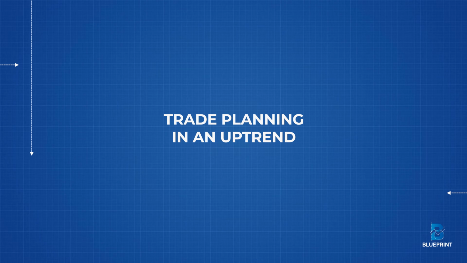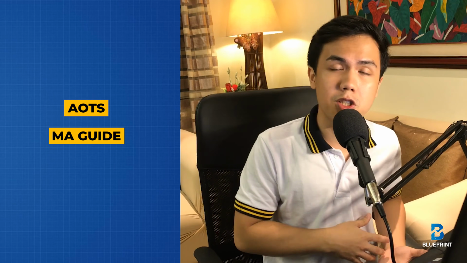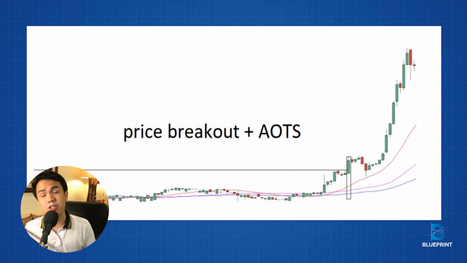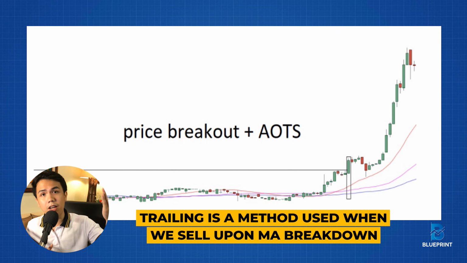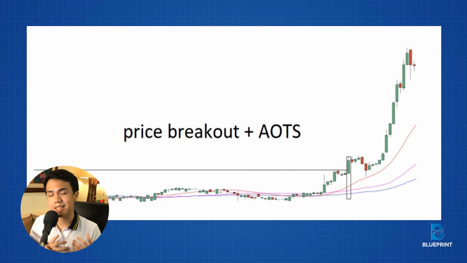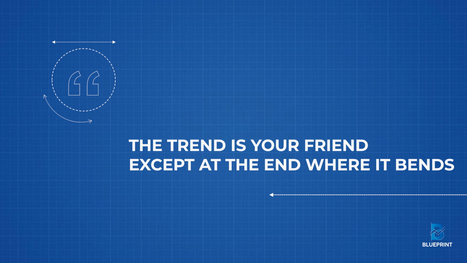So how do we plan our trades when the stock is in an uptrend, right? So we can use the AOTS or our MAs. In the past lessons, we talked about different kinds of plays, diba? So if it's an AOTS, we can buy on the ZS confirmation, right? And then just trail our trades depending on the moving averages we choose. So pwede tayo mag-trail using 20 MA or 50 MA. So ano ba meaning ng trail, magbebenta na lang tayo if nag-breakdown yung price dun sa specific moving averages that we set. Alright? So, as the saying goes, the trend is your friend except at the end of where it bends.